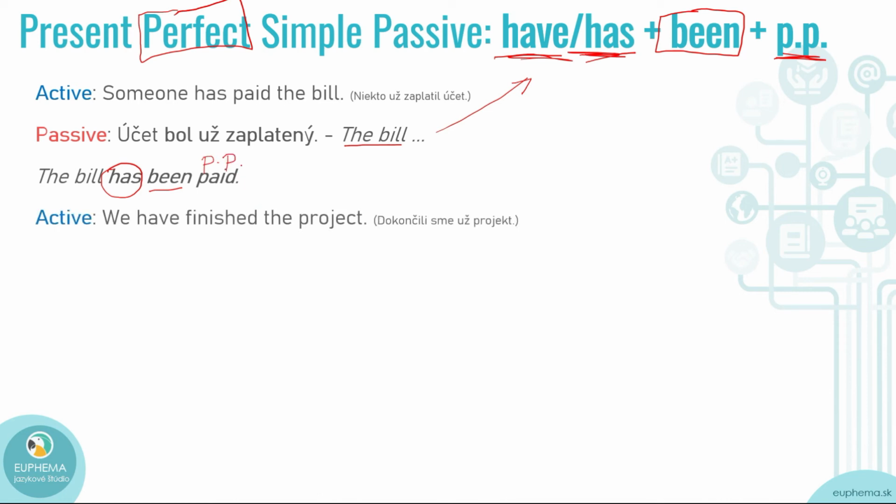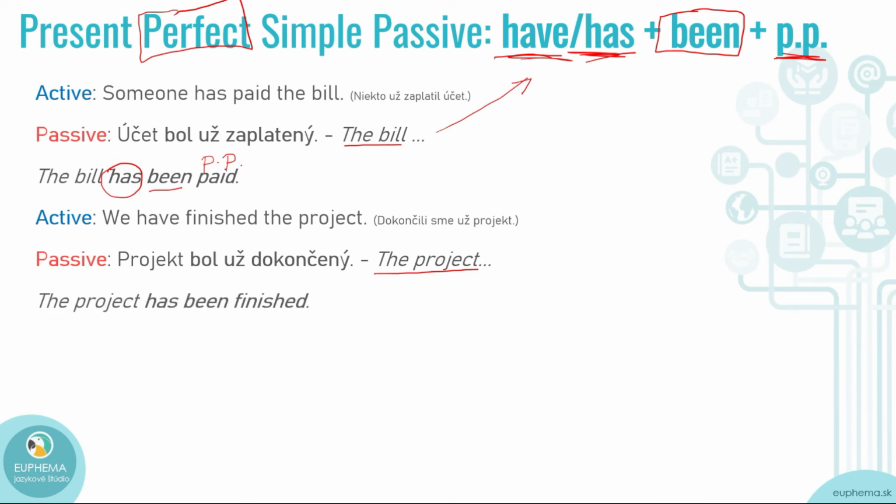Next example. We have finished the project. Now I want to make a passive sentence out of this, so I have to start with what? With the project. Try to make it. So the project has been finished. Again, there is the third person, so has plus been plus past participle of the verb finish. Regular verb, so only ed is necessary.